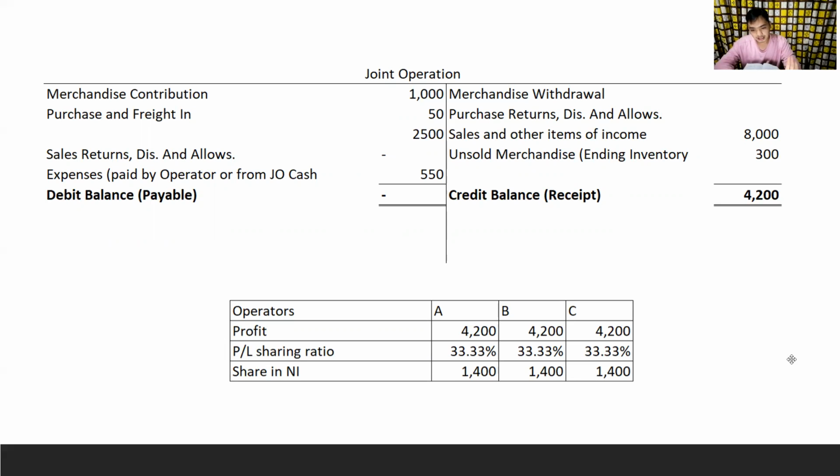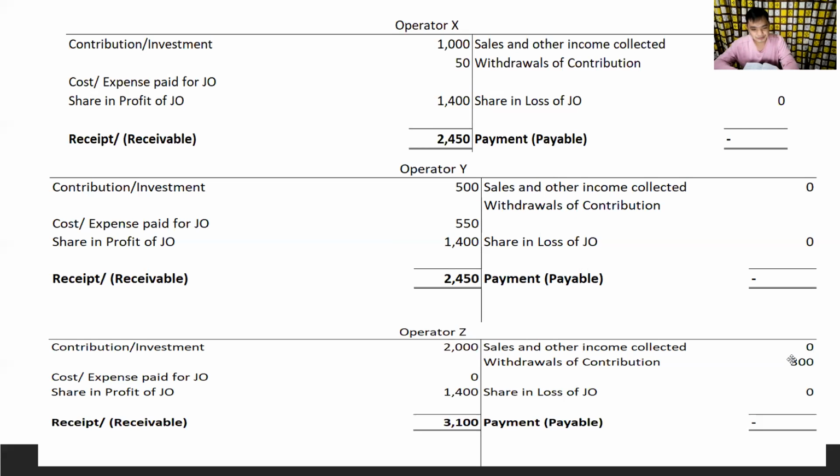Multiply by the profit and loss share ratio, which the problem stated as divided equally. So one-third each. The share in net income is 1,400, 1,400, and 1,400. So it's very easy, no? This problem is very easy to solve. Perfect, you get 2 points.